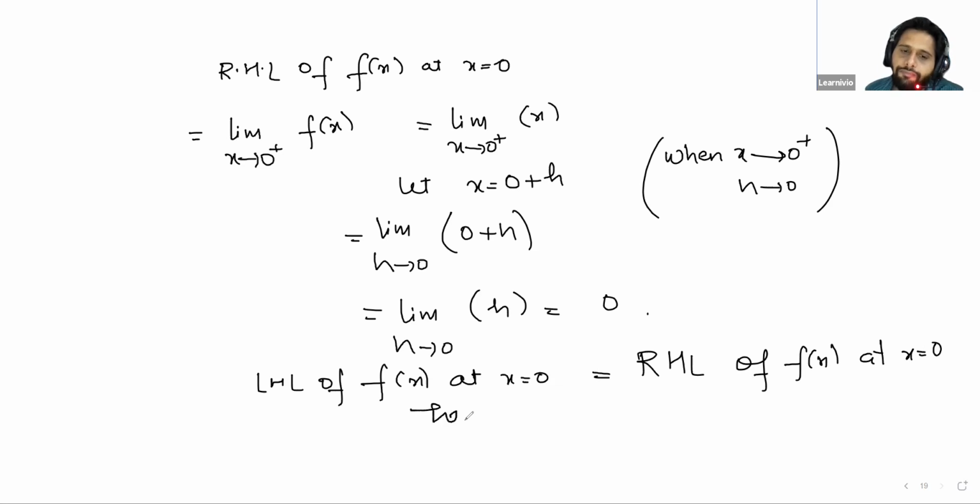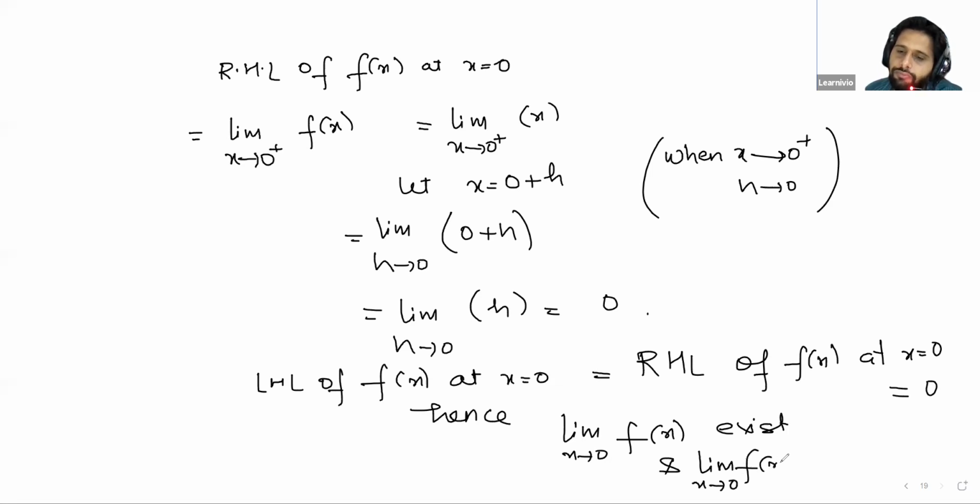Hence, ठीक है. और ये किसके इक्वल है? Is equal to 0. Hence, limit x tends to 0 f(x) exists and और लिमिट की वैल्यू कितनी है? लिमिट x tends to 0 f(x) is equal to 0. Okay, Sparsh, this correct? यस सर. Method clear हुआ Sparsh? यस सर. Okay, चलिए इसको नोट करना है.